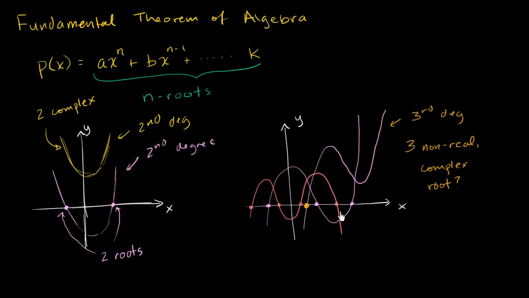So you could have a fourth degree polynomial that has no real roots. For example, something might look something like this. In this case, you would have two pairs of complex roots, or you would have four non-real complex roots. And you could group them into two pairs, where in each pair you have conjugates. And we'll see that in the next video.